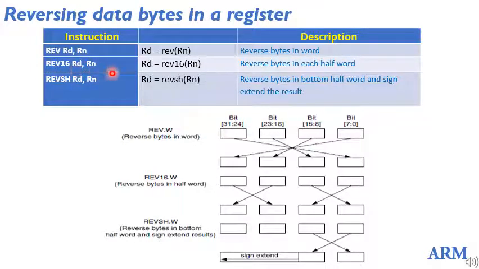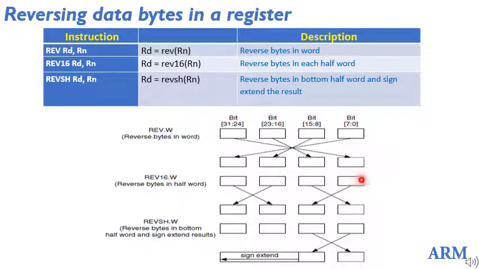REV16 Rd, Rn. So here this is going to reverse bytes in each half word. In this second version, the two half words of a 32-bit word are treated independently. So here you can see the 32-bit word will have two half words, that is bit number 0 to 15 is one half word, bit number 16 to 31 is the upper half word. So the bytes inside these half words will be exchanged.